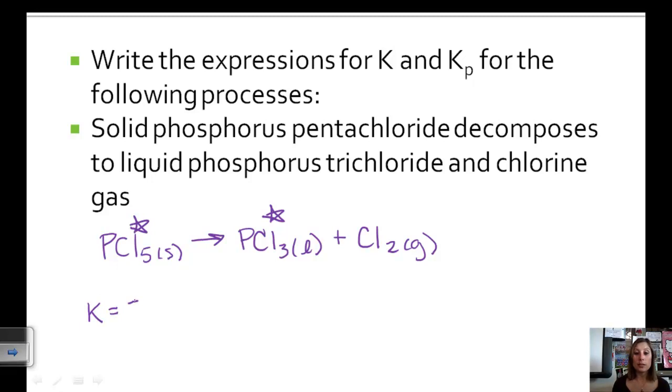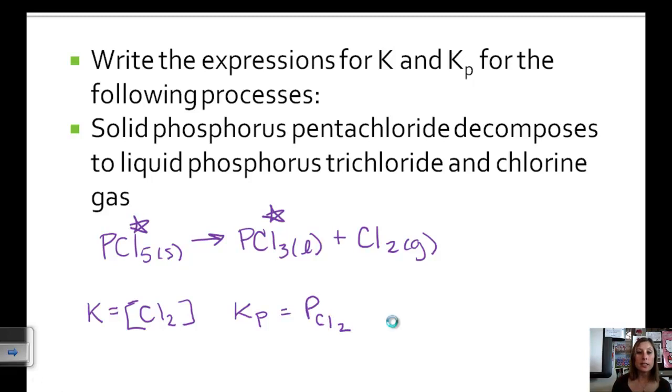So K is just equal to... Oh, before we do that, we need to balance. So let's see, we've got 3 and 2, 5. Okay, we're good. Everything's 1 to 1. So this is the concentration of just Cl2. And because it's a gas, we can also write Kp equal to the equilibrium pressure of Cl2.